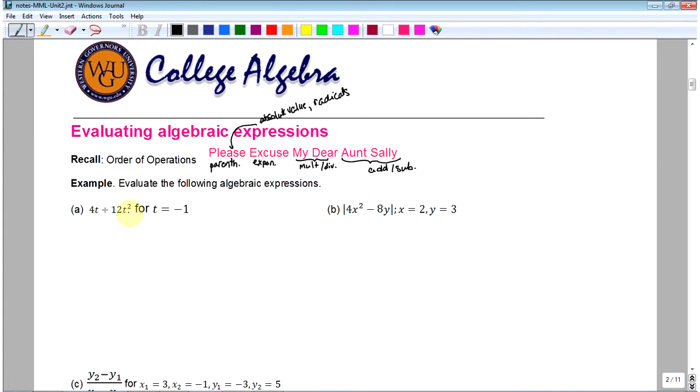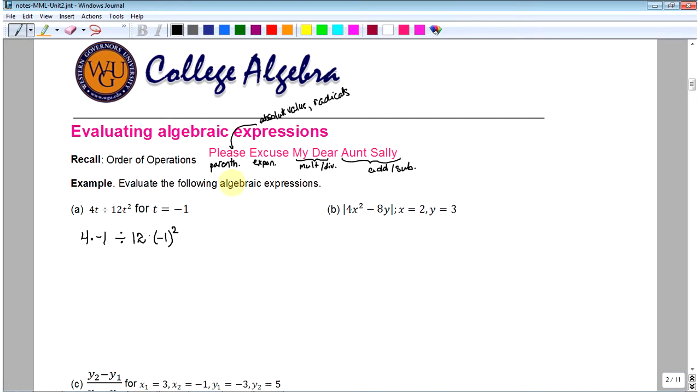So we have 4t divided by 12t squared for t equal to -1. So I'm going to substitute in my value of t, which is -1. So I have 4 times -1 divided by 12. Remember, when there's no operation between the number and the variable, or even between two different variables, it's understood to be a multiplication. So we have 12 times t squared. Since t is -1, we want to square the whole thing, so you have to have parentheses around the -1.